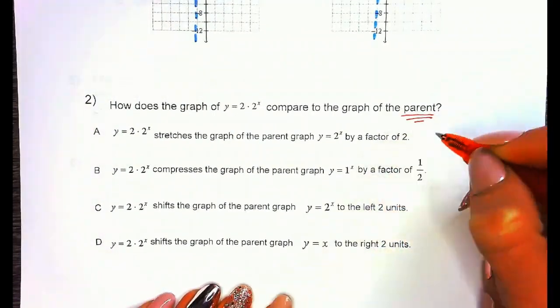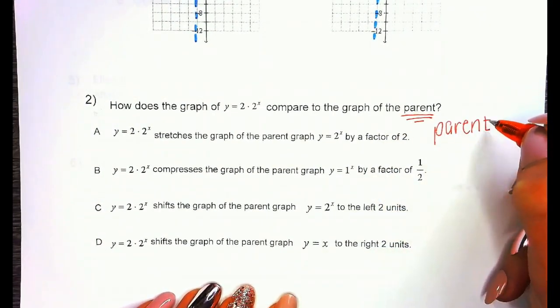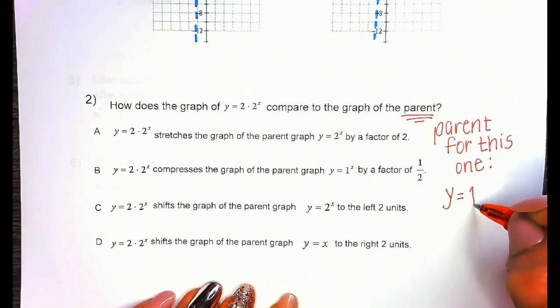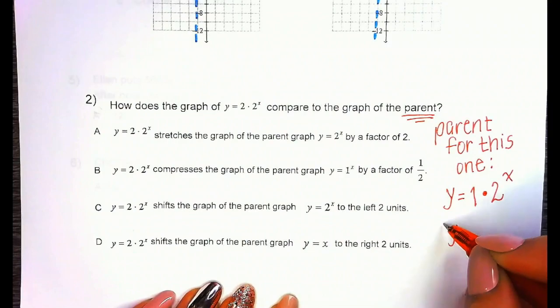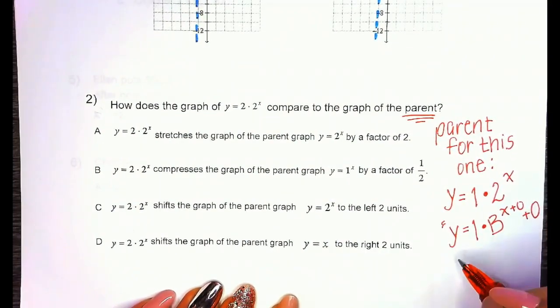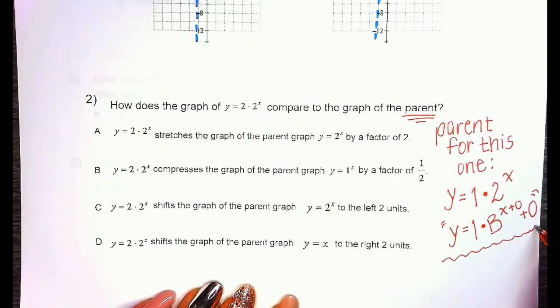Next, we have an example that asks us, how does the graph of y equals 2 times 2 to the x compare to the graph of the parent? By the parent, we mean the parent function, and the parent function in this case is going to be y equals 1 times 2 to the x power.